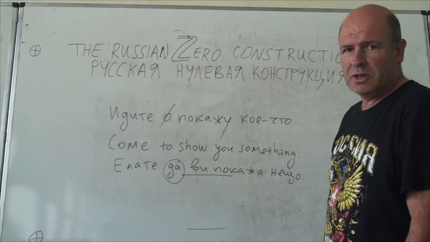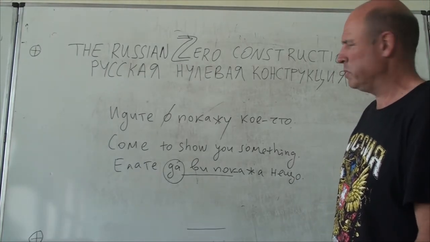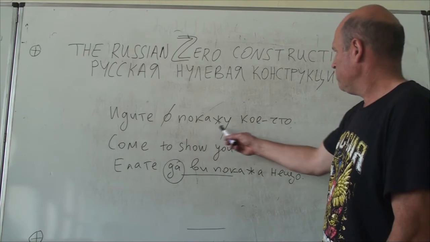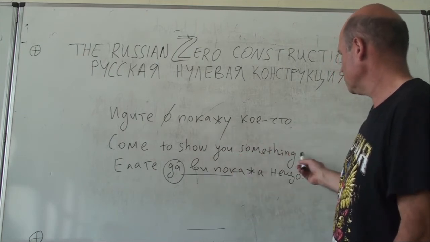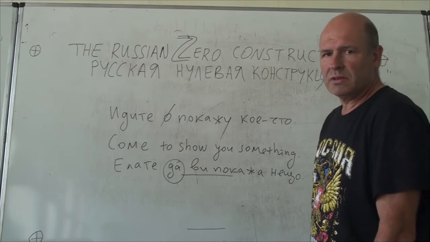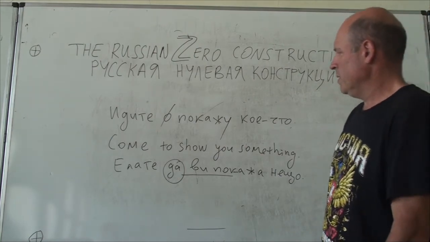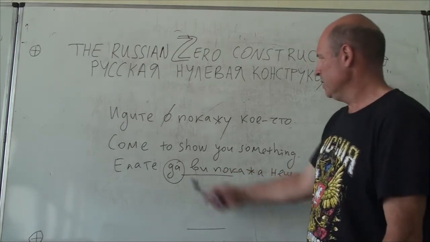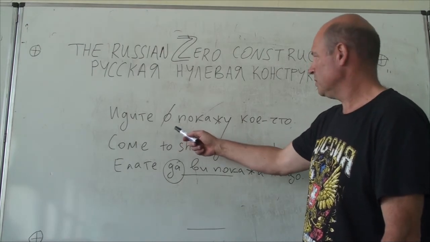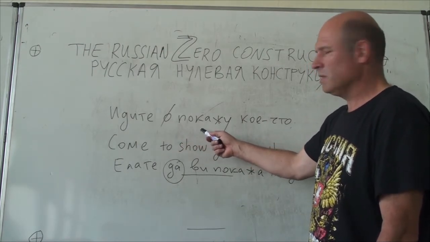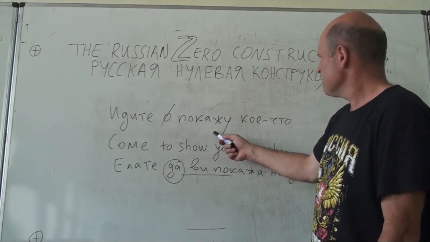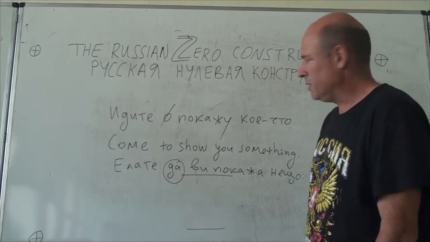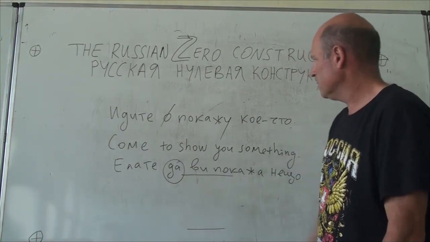In the French production, Jeanne d'Arc, directed by Luc Besson, we find another example. Идите покажу кое что. Come to show you something, or come so that I show you something. In Bulgarian it will be елате да ви покажа нещо. Again, a zero conjunction, present tense verb, which has as a Bulgarian counterpart a da construction.